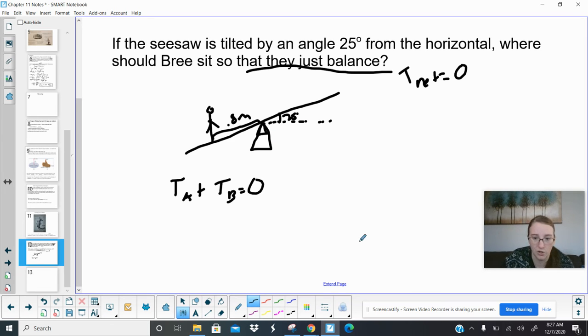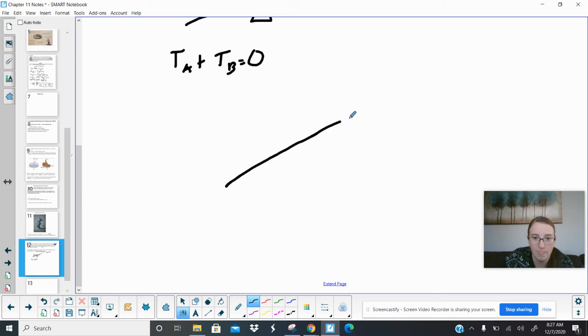Now, here's what we need to realize though. I'm going to go ahead and redraw this picture down here a little bit bigger. We have Aquila sitting right here. Again, she's 0.8 meters away, but I'll leave that off. Let's draw her force of gravity, because that's what's causing this to tilt. Draw on this picture where the force of gravity would point. Well, it would point straight down. That's her force of gravity. Bree needs to sit over here, and she has her force of gravity.